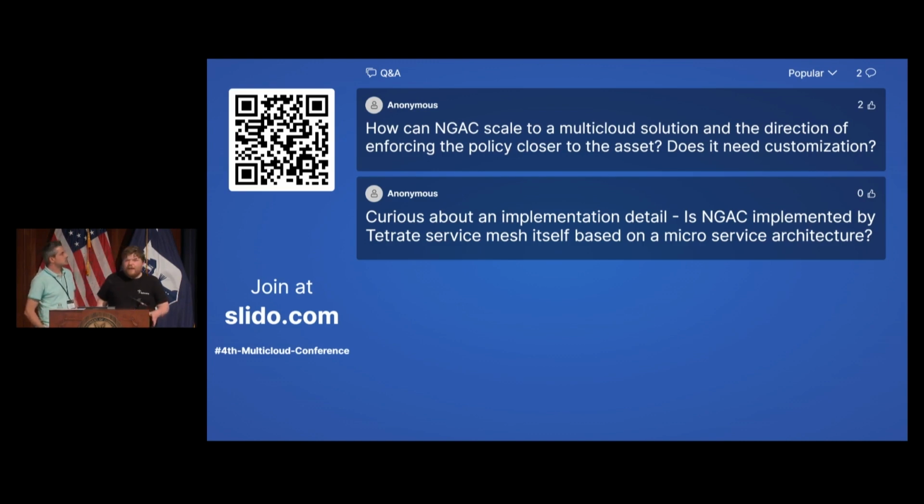Yeah, so how does NGAC scale to multi-cloud? We want to do policy enforcement closer to the asset itself, and do we need to customize there? So a couple different pieces to that question, and Ignasi, feel free to chime in. So one is we want to do the control close to where the application lives. The service mesh PEP, the policy enforcement point there, is located at the resource access point. There is no separation between those two components. In fact, the PEP is deployed into the same trust domain as the resource access point. So it would be challenging to get closer to the asset than this. So on that front, it is incredibly effective.